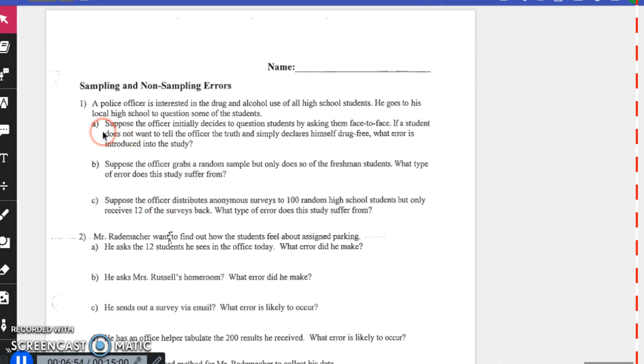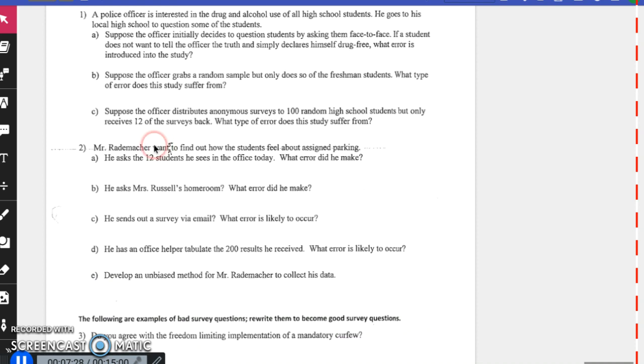So suppose the officer initially decides he's going to ask them questions face to face. So what's happening? Somebody's gonna lie. So what kind of error was it when somebody lied about the question? That was a response error. Okay, then suppose the officer grabs a random sample, but only does so from the freshman class. What type of error is he doing now? Well, that was undercoverage because he's only getting freshman students when he really wanted the opinions of all high school students.